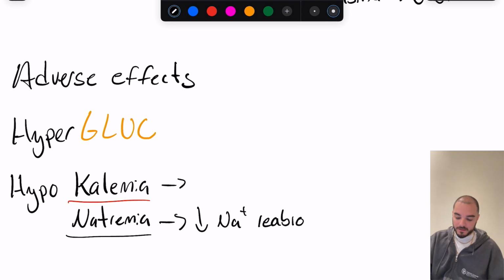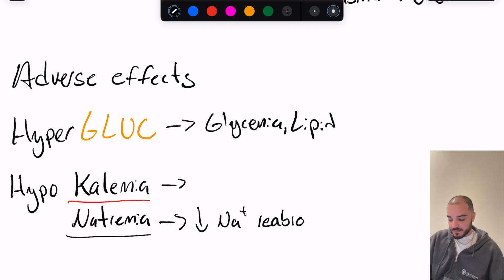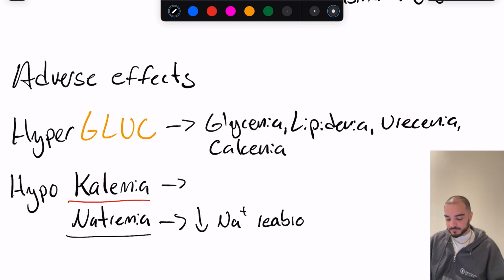Now, I didn't tell you what hypergluc meant. That's going to be glycemia, lipidemia, uricemia, and calcemia. What you need to know here is that thiazides increase the reabsorption of calcium. So that's going to be our calcemia.